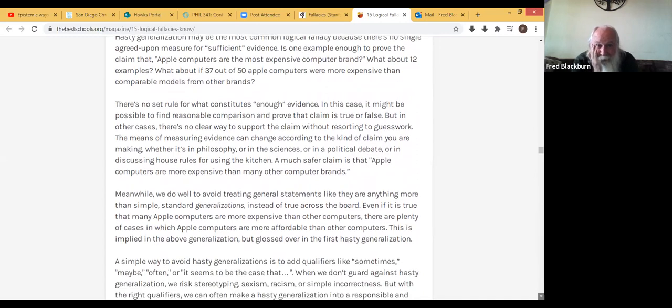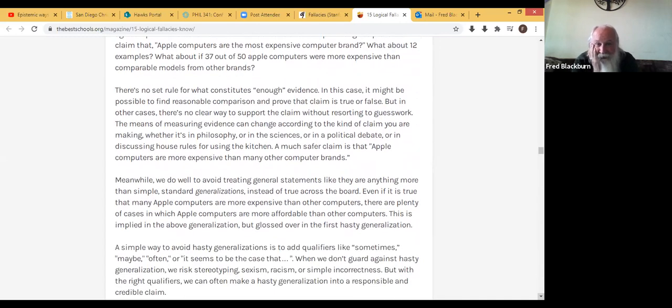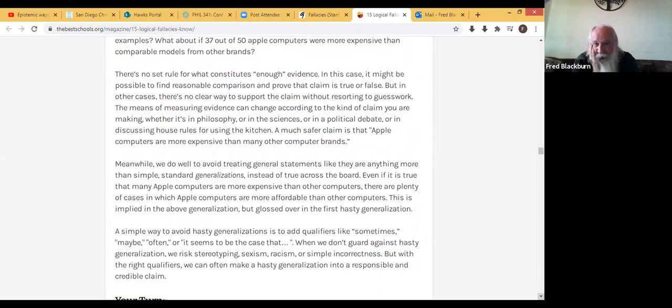There is no set rule for what constitutes enough evidence. In this case, it might be possible to find reasonable comparison and prove that claim is true or false. But in other cases, there's no clear way to support the claim without resorting to guesswork. The means of measuring evidence can change according to the kind of claim you are making, whether it's in philosophy or in the sciences, or in a political debate, or in discussing house rules for using the kitchen.